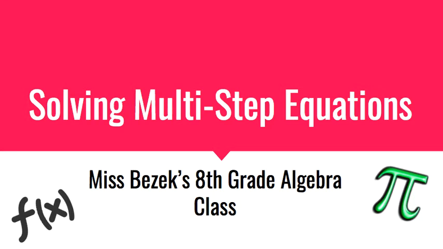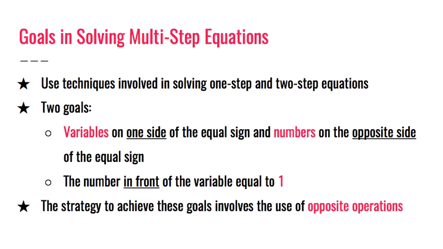Our lesson today is on solving multi-step equations. To do this, we use techniques involved in solving one-step and two-step equations like we have done in the past. We have two goals. One, to get variables on one side of the equal sign and numbers on the opposite side of the equal sign.